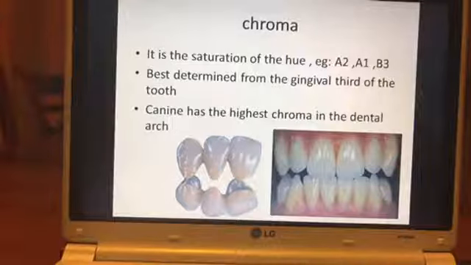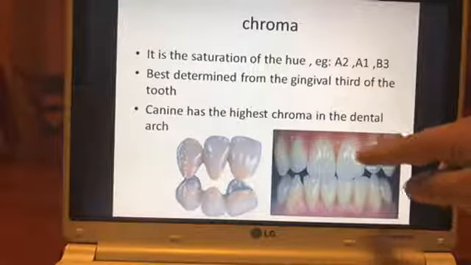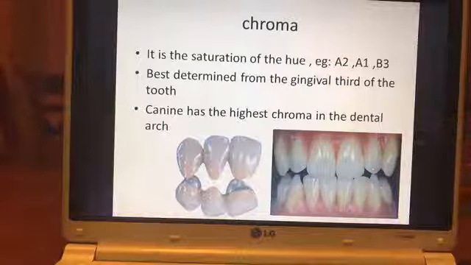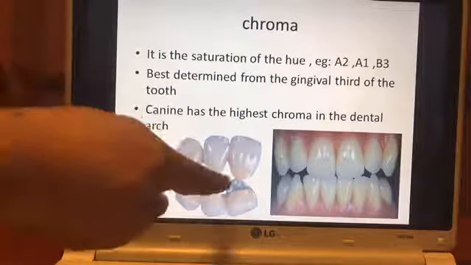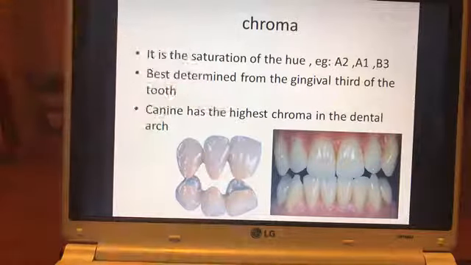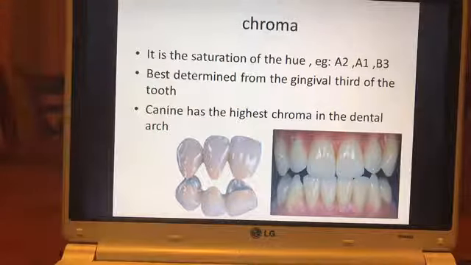As you see over here, the chroma is more in the cervical area, and as we go toward the incisal area, the chroma decreases. Even in the crown over here, they make the highest chroma in the cervical area and the lowest chroma in the incisal area. But how do we select the chroma?